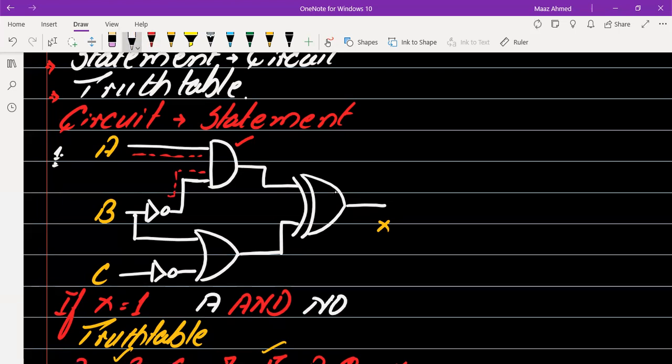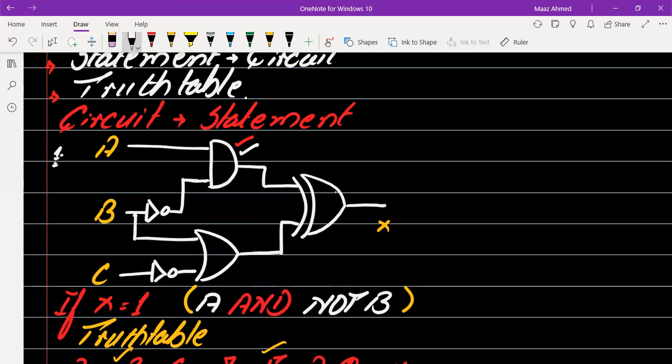So I do need to write NOT. NOT for what? NOT for which variable? For B. So I need to write over here NOT B. Now just after that, am I clear till over here, guys? Yes, sir.